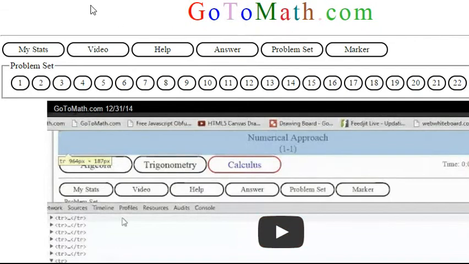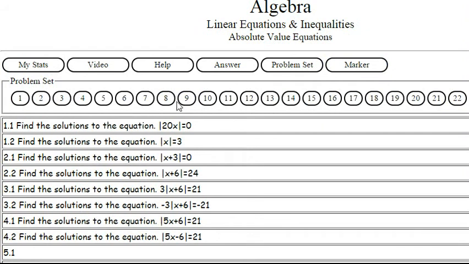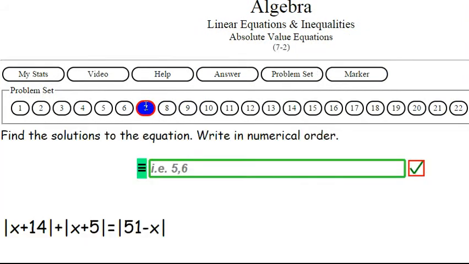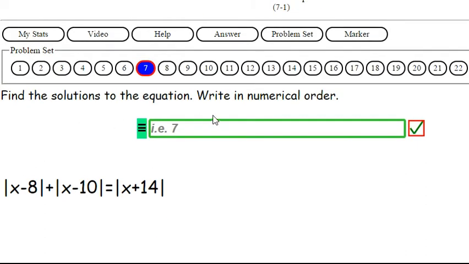Hey, we're over here at GoToMath.com. Click on the algebra. Let's go down to absolute value equations and click on 7.1. How's that? There we go. Find the solutions to the equation, write in numerical order. So look at this nasty looking thing. I don't know what that is. I gotta remember how to do this. Okay, so we got the absolute value of x minus 8 plus the absolute value of x minus 10 is equal to the absolute value of x plus 14.